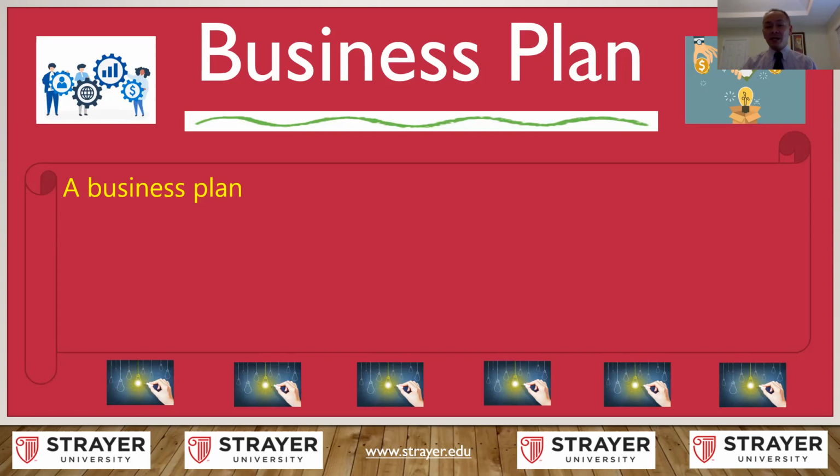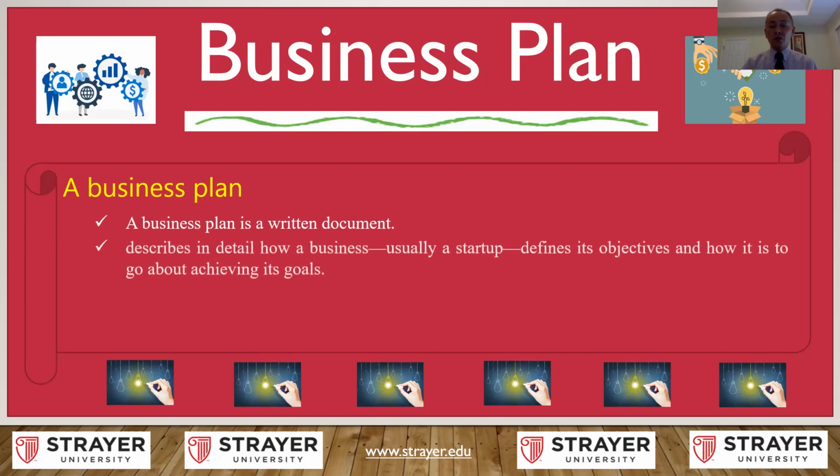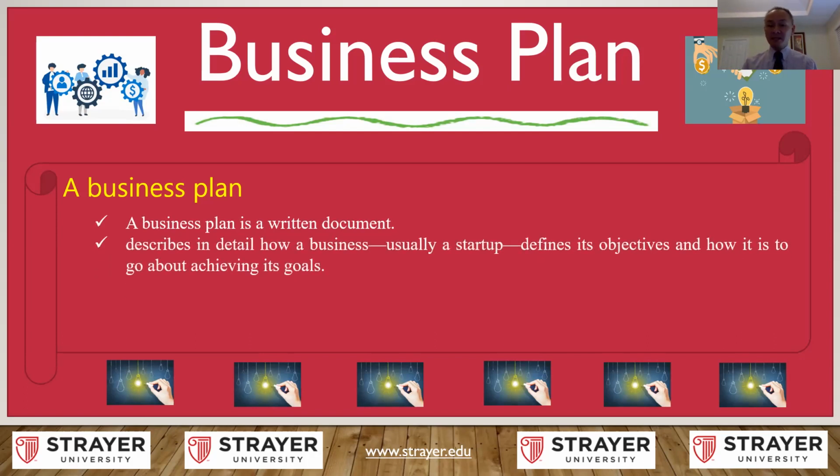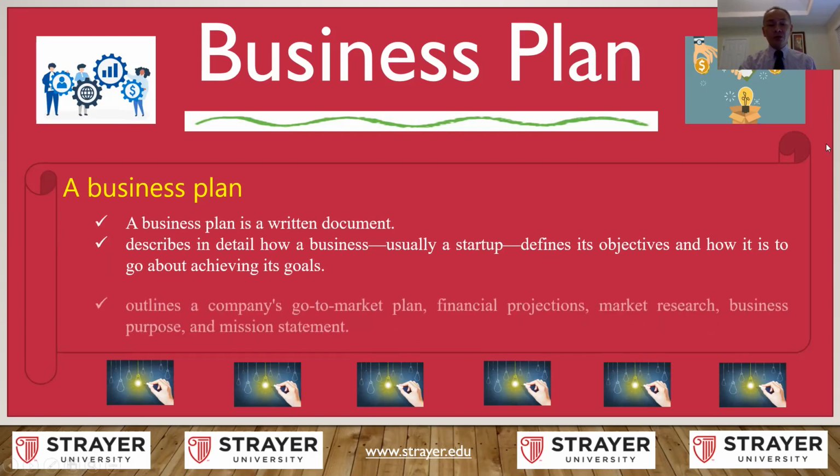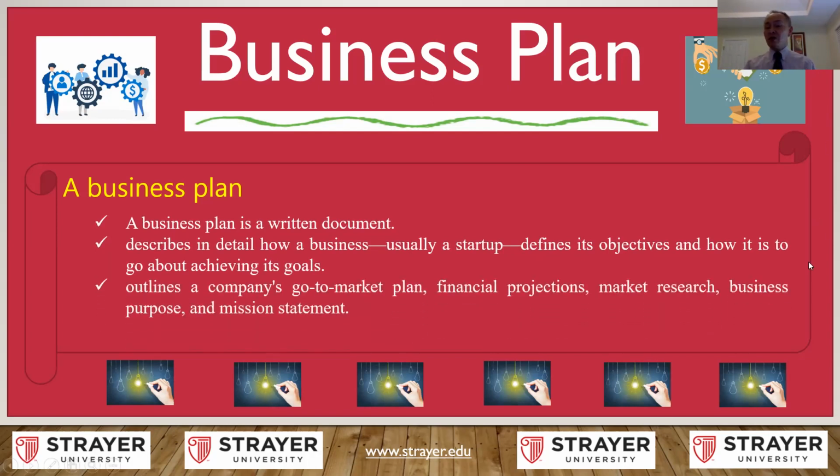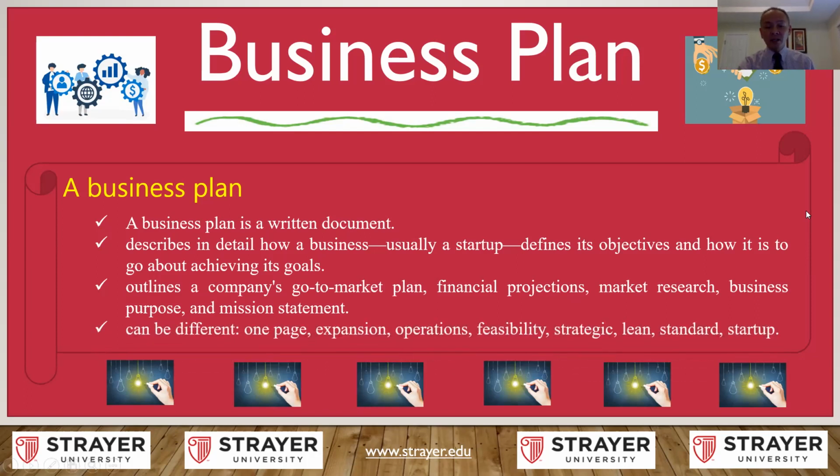But for those who have to borrow or gather funding sources, it is imperative that the aspiring entrepreneur has a business plan, which is a written document that describes how a business, usually a startup, defines its objectives and how it is going to achieve its goals. It outlines the company's go-to-market plan, financial projections, market research, business purpose, and of course, a mission statement. The mission statement normally goes at the beginning of the executive summary.